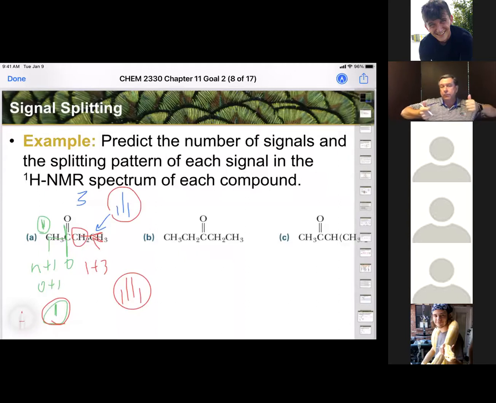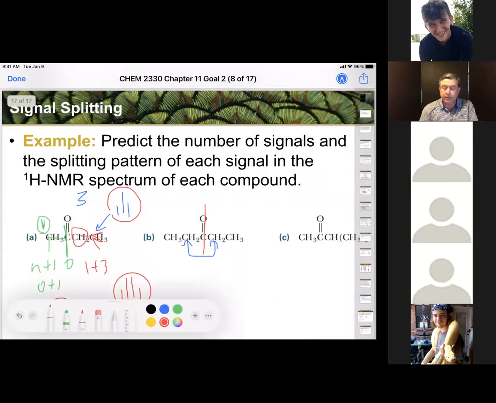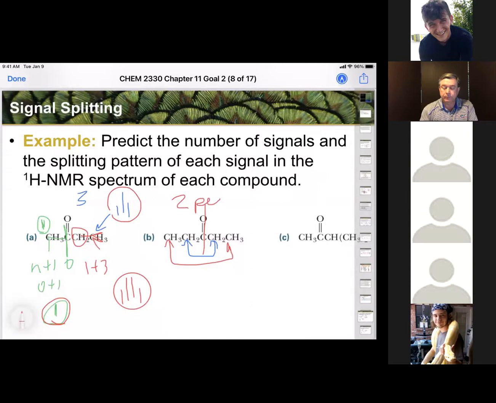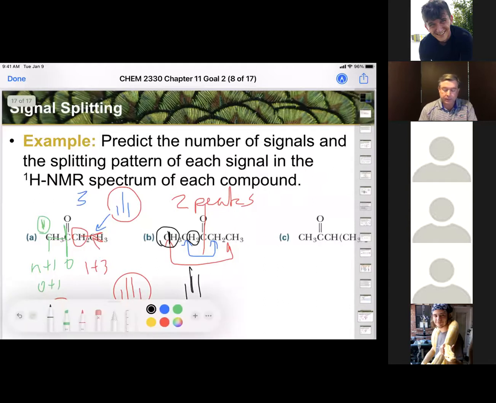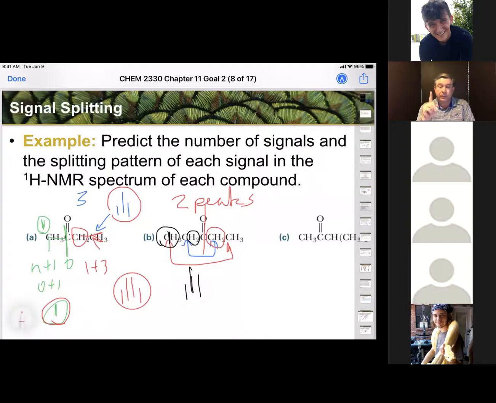Okay. Now I'm going to throw you a curveball. We're going to have something that's symmetrical. When it's symmetrical like this, these are equivalent to each other, and these are equivalent to each other. So we're going to have 2 peaks. But we still have to analyze for our splitting. So we have 3 protons next to 2 protons. So these 3 protons are 1 signal, plus 2 protons is a triplet. So let's look at the other side now. This right here, we have 2 protons that gives us 1 signal, but it's next to 3 right here, so that's going to give us a quartet. Okay. Do we see where the peak splitting is coming from?